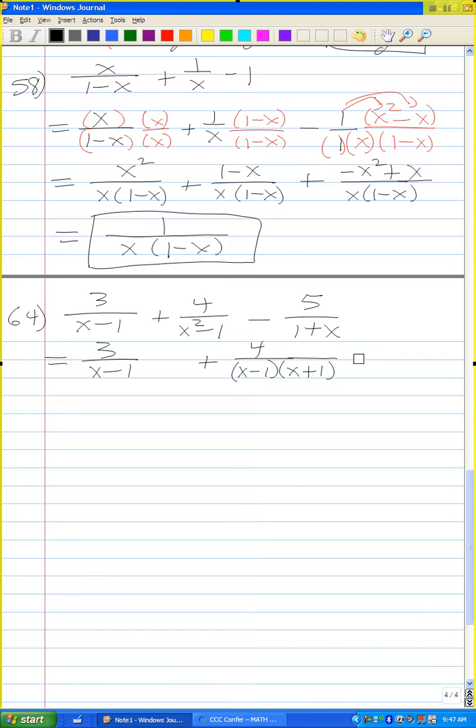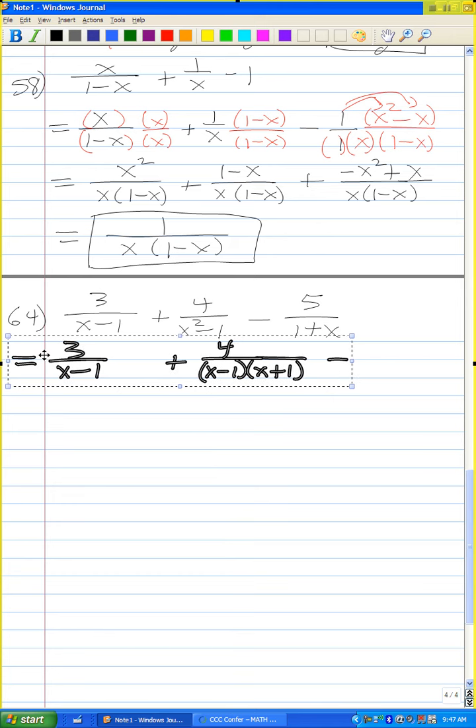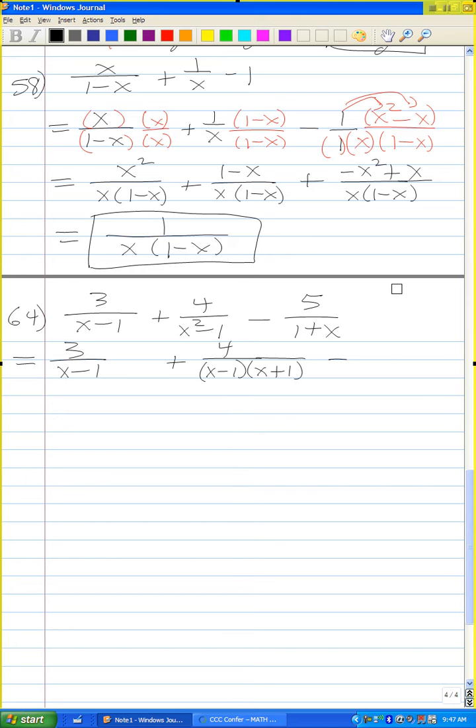minus 1 plus x is the same as x plus 1. The only difference is the order. So let me rewrite it as 5 over x plus 1. And since there's a plus in the middle, I'll multiply positive times negative, gives me negative. So that subtraction remains the same. The least common denominator in this case is x minus 1, x plus 1.